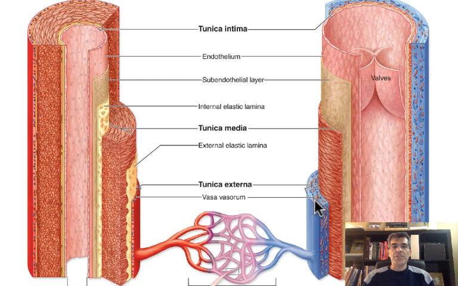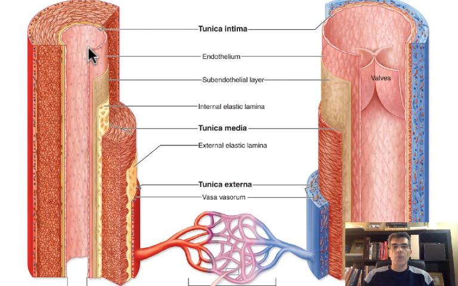If you pay more attention, you may see that in the wall of the artery we have some elastic fibers, but you don't see it in the wall of the vein. So knowing all these differences, let's start with tunica intima. Tunica intima, which is the innermost layer of the vessel, is composed of endothelium. Endothelium is a simple squamous epithelial tissue that lines the vessel.